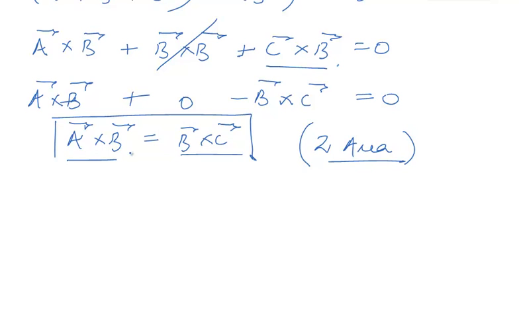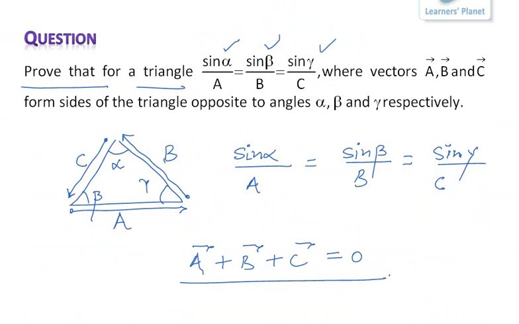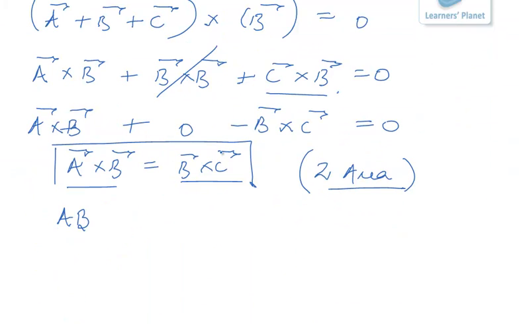Okay, now if these two vectors are equal, then their magnitudes are also bound to be equal. So the magnitude of this will be given by AB. Now what is the angle between A and B? The angle between A and B is gamma. Okay, so here magnitude of A, magnitude of B, and sine of the angle between the two, which is sine gamma, is equal to magnitude of B cross C, which is magnitude of B, magnitude of C, and the angle between B and C is alpha.